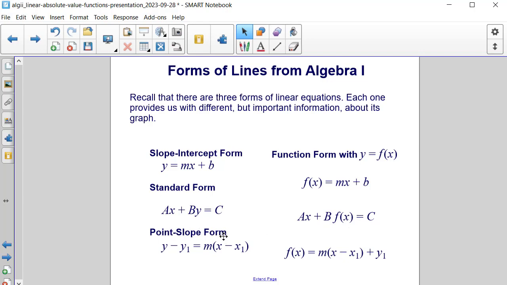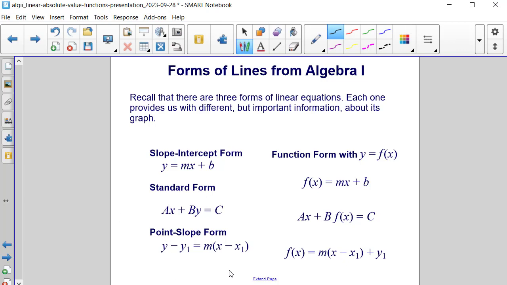And we also have point slope form. y minus y1 is equal to m times the quantity x minus x1, where x1 and y1 represent the x and y coordinates from one point that this line passes through. If we were to write this in function form and get it so that f of x is isolated, we would have that f of x minus y1 is equal to m times x minus x1.